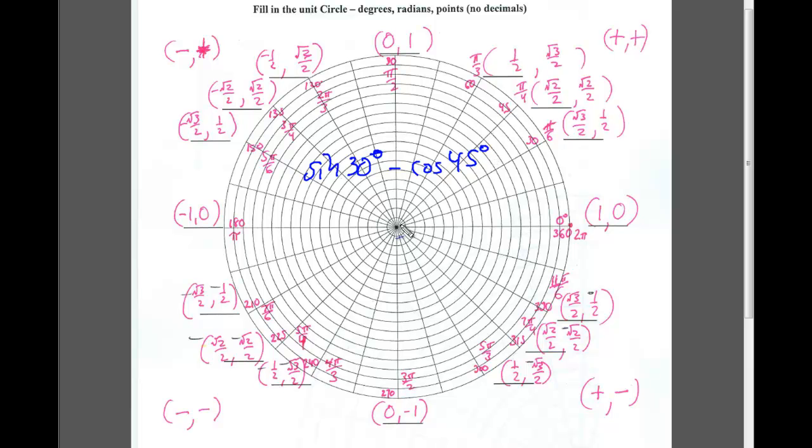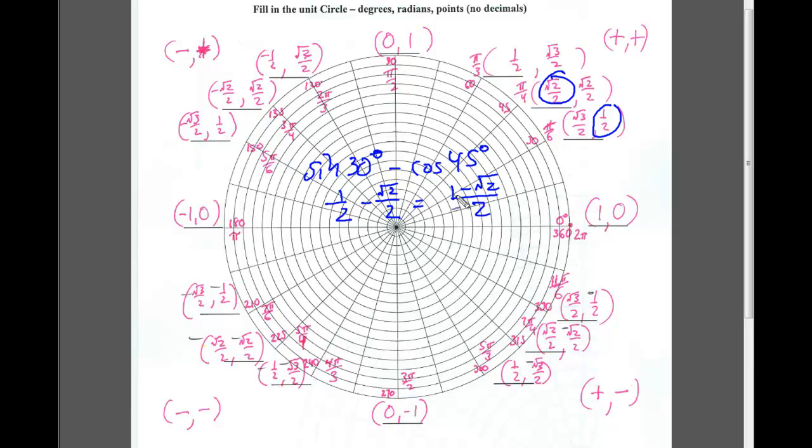Okay, so we're going to look first of all at the sine of 30 degrees. So the sine is this y value here, 1/2. So this is going to be 1/2 for my sine of 30 degrees minus my cosine of 45 degrees. That's going to be my x value here, which is square root of 2 over 2. This can be simplified into 1 minus square root of 2 over 2, since this has a common denominator, and that's as far as I would take it.